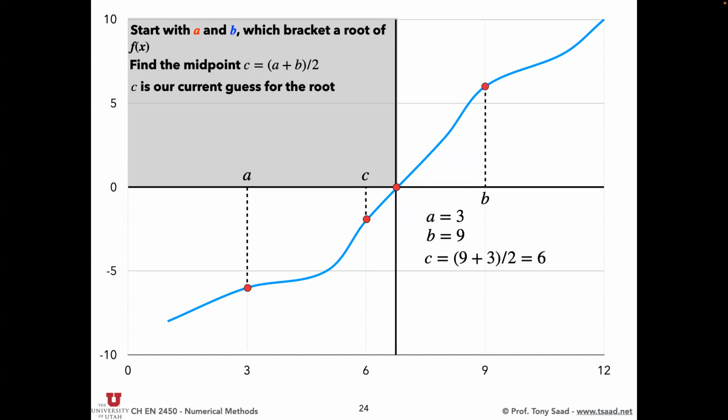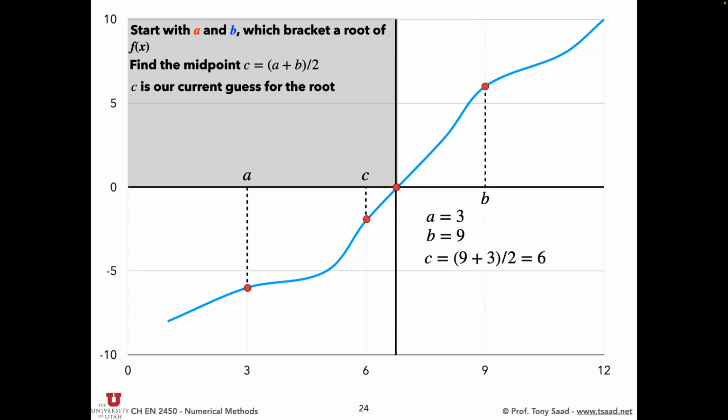So now you see that, I swear I'm not trying to do pun jokes, but now you see you have a new bracket, right? You've shrunk down, you're homing in on that root just by taking the midpoint. Now C is your current guess for the root.